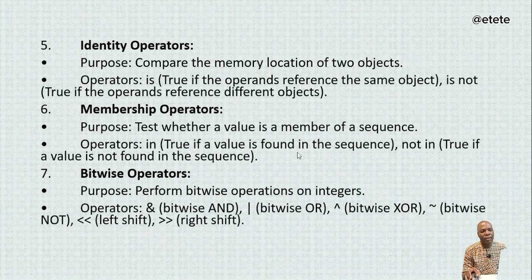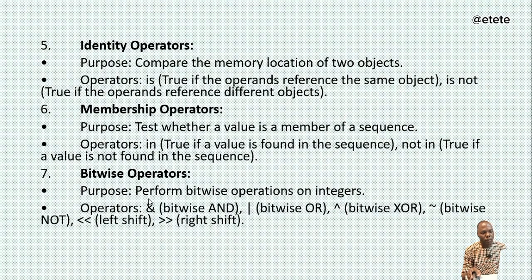True if a value is found in the sequence, not in. True if a value is not found in the sequence. So the operators are in and not in. They are explaining what these operators will do when you use them in your source code. Then we have the bitwise operators.